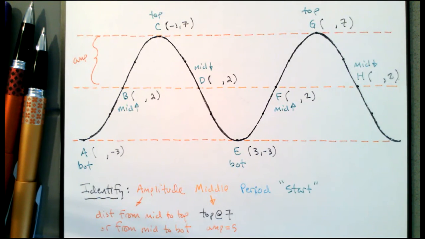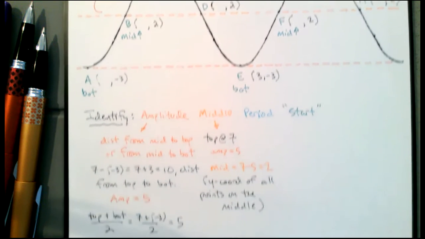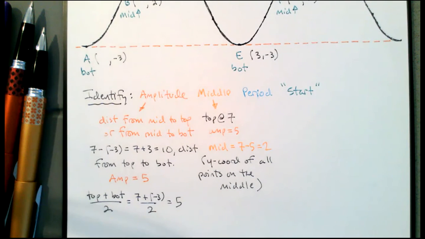Should that be 7 minus a negative 3 over 2? So, no, that's the difference. Here I'm finding the average of the top and the bottom. The average, well, 7 plus negative 3 is 4 over 2 is 2. So the math doesn't seem to work there to me.